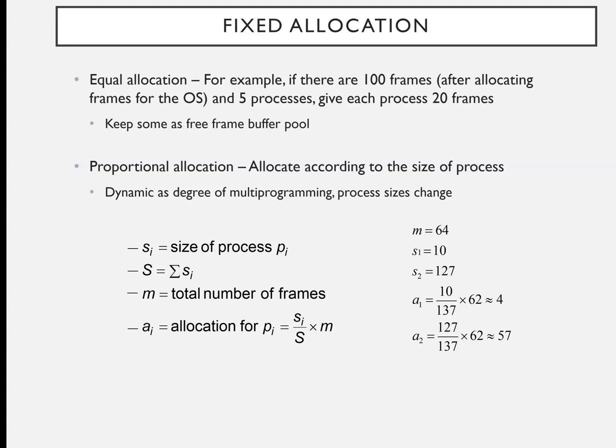So if s_i is the size of the process p_i, S is the total sum, and m is the total number of frames, then the allocation for p_i is defined as the size of the process divided by the sum of the sizes, times the number of frames. So here's a simple example using that. If we have 64 frames and a 10 frame process and another 127 frame process, a_1 would be 4, and a_2 would be 57.